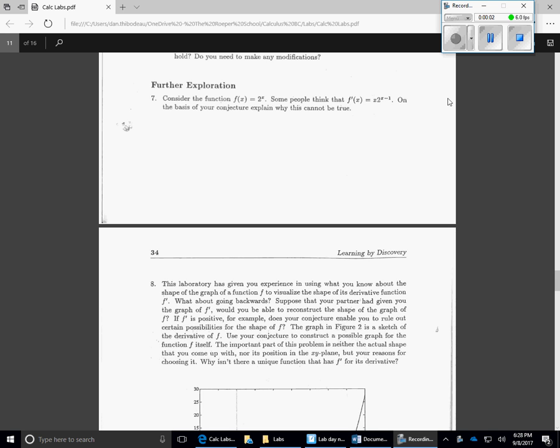Alright everyone, so right now I'm going to give you a slight video to talk about the further exploration tasks that aren't really homework and aren't really anything, but I want you guys to talk about them, do them, see what's going on here. So the first task says consider the function 2 to the x. Some people think that f prime of x is equal to x times 2 to the x minus 1. On the basis of the conjecture that we made, explain why this cannot be true.